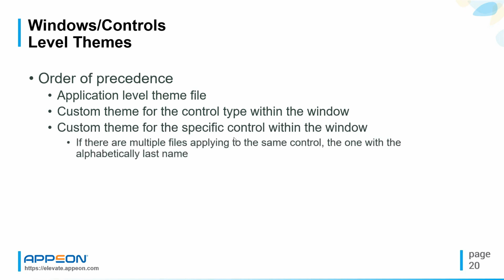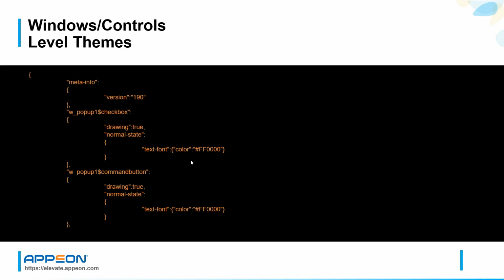Now, if for some reason you have multiple custom theme files and you reference the same control type in the same window, or the same control in the same window, in multiple files, the way PowerBuilder is going to resolve that is it's going to order the custom theme files alphabetically and then take the last one and use the setting from the last one for that particular control.